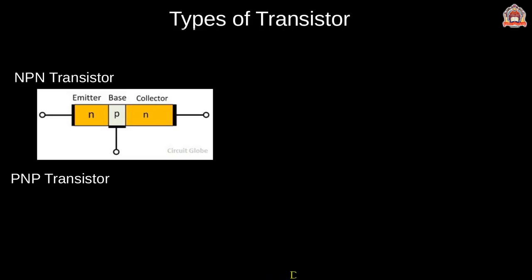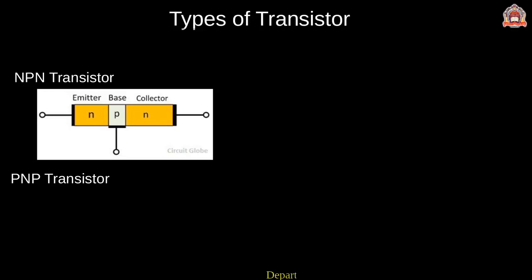How is the NPN transistor constructed? The NPN transistor has two diodes connected back to back. The diode on the left side is called the emitter base diode, and the diode on the right side is called the collector base diode. These names are given as per the names of their terminals.